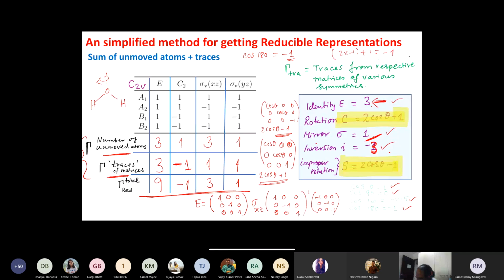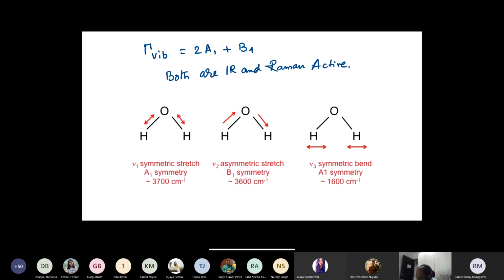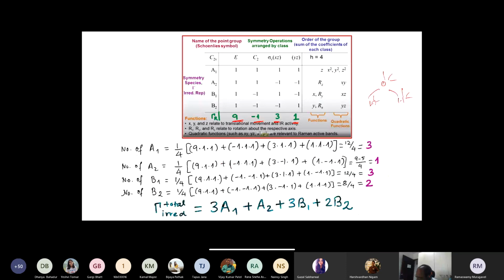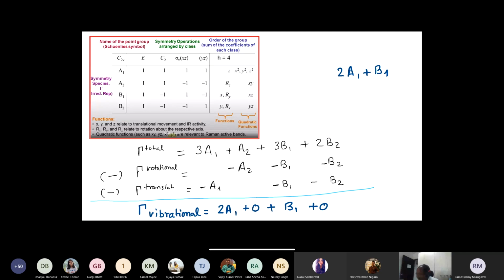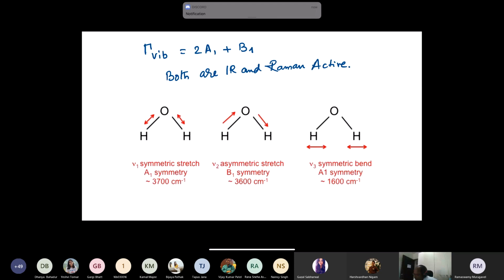Now you can take this and do a reducible representation and go through the same exercise of what we did here. You will essentially get the same result. So you'll get the same 2A1 and B1. So when water molecules are asked in an exam or in an assignment, it is left to you whether you want to use the Cartesian coordinates or the sum of, or rather the product of, the unmoved atoms and the trace.